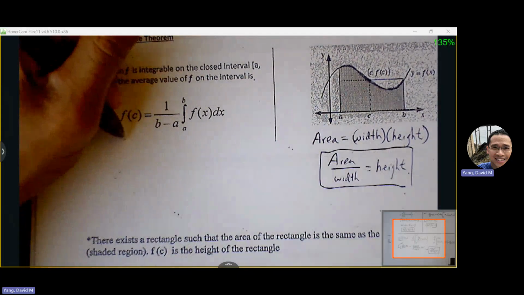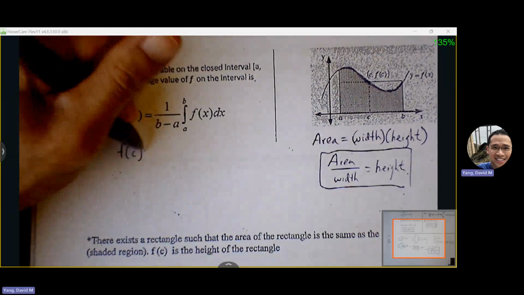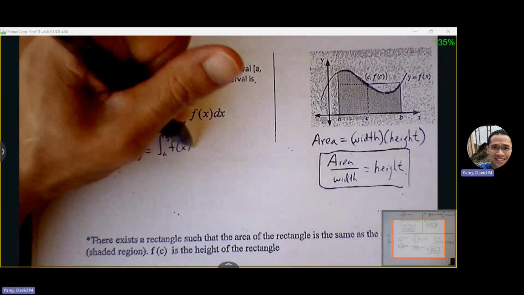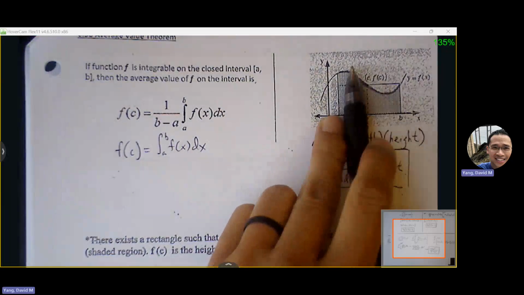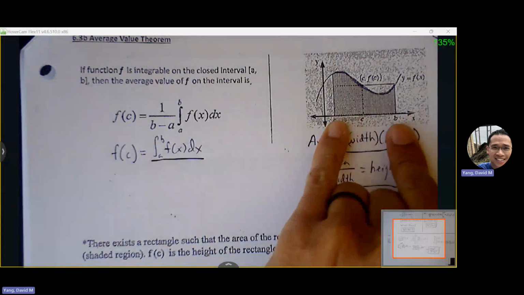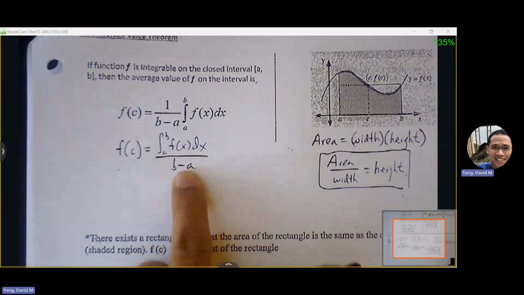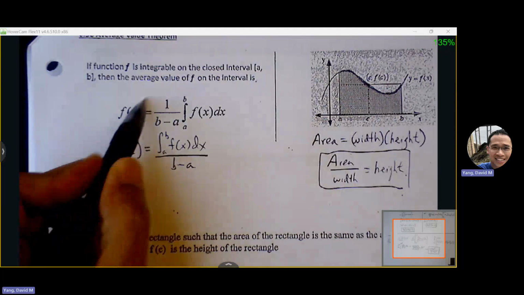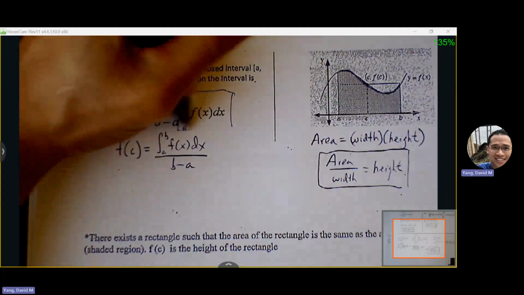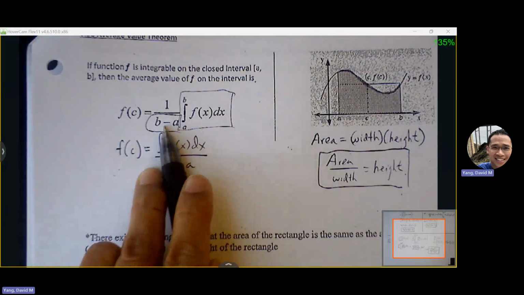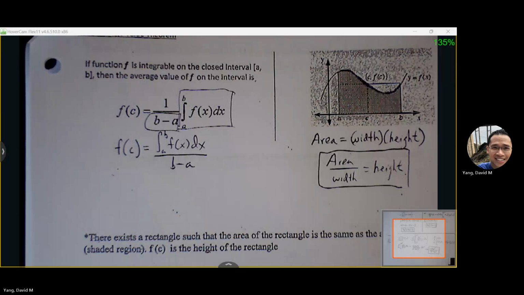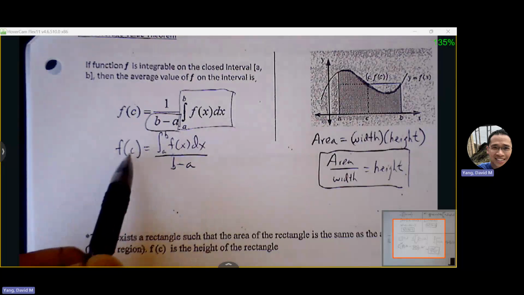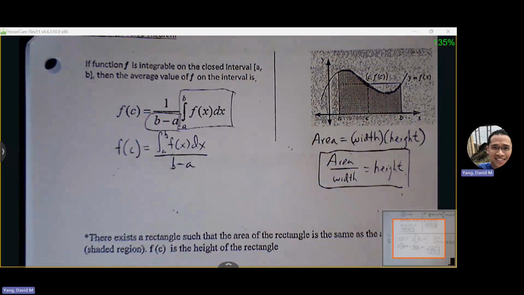So f of c represents the height. Let me write it out this way here. f of c is equal to, the area component is the integral from a to b of f of x dx. That's going to be the area under this region divided by the width. So the width is just b minus a. But rather than writing it this way, typically it's presented as 1 over b minus a, so it just pulls the denominator out in front as a coefficient. But it's still the same thing, right? It's area divided by the width equals the height. So we're finding the area, dividing by the width, and figuring out what is the average height amongst all the heights that we accumulated.